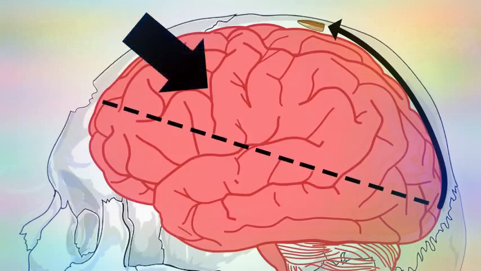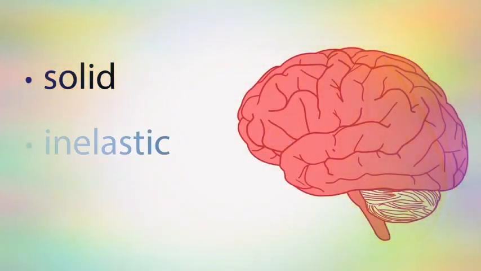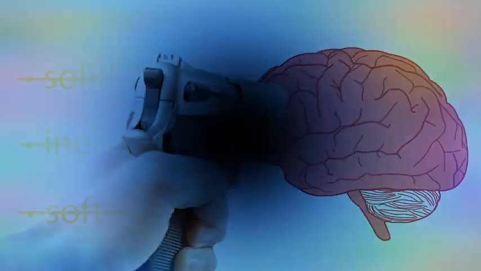Finally, what happens to the brain in this whole ordeal? Well, it's bad. The brain is a solid, inelastic, and incredibly soft organ. Unfortunately, these properties do nothing to reduce the damage the brain receives from a gunshot.